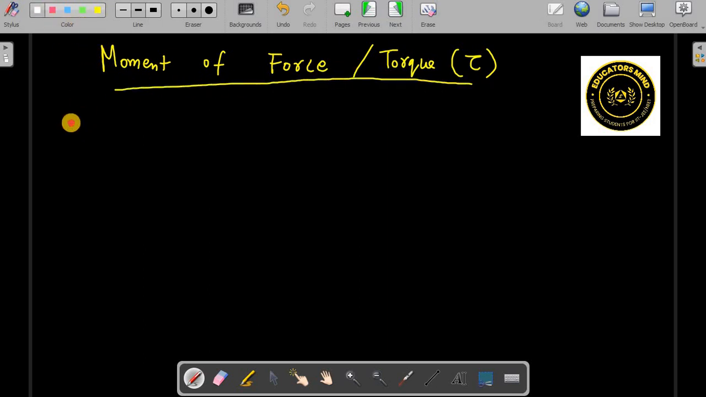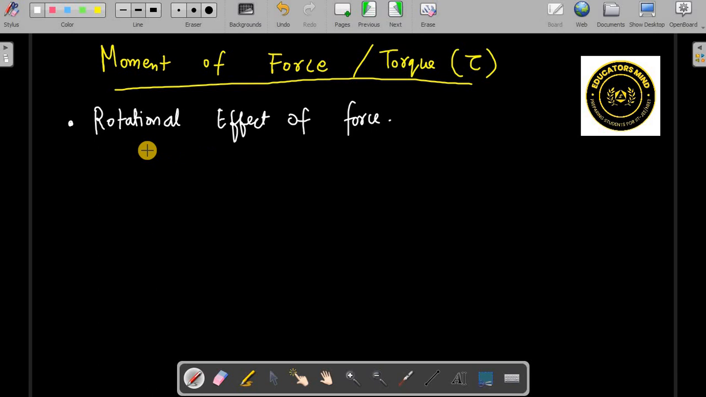Okay, so let's understand this concept, moment of force. Torque, or moment of force, is the rotational effect of force.